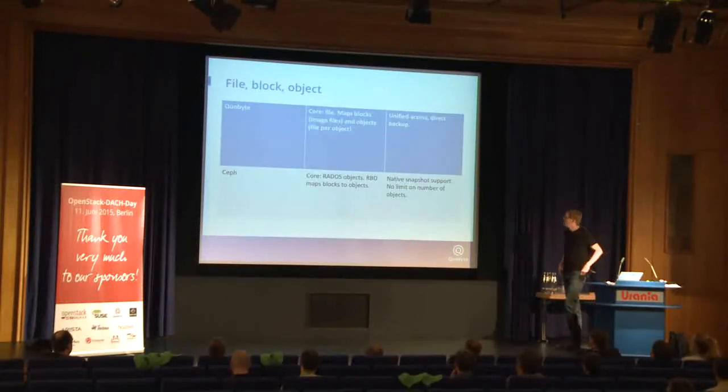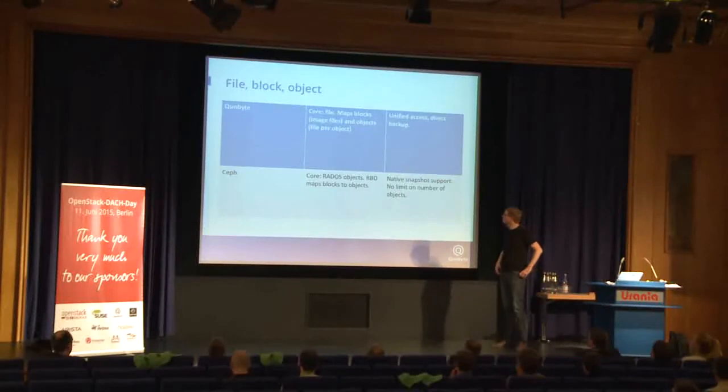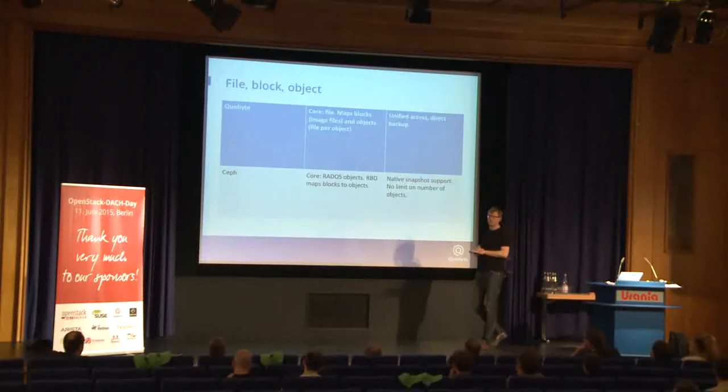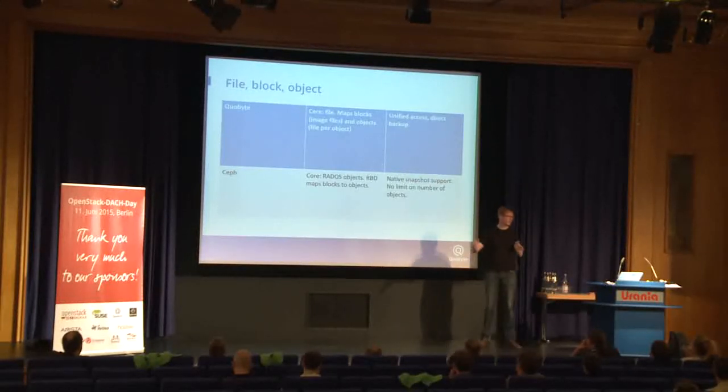Okay, let's go through the architectural details. So file, block, object. What Quobyte does at its core is using files, and I already mentioned that basically objects are just stored as files in the file system. And we also do virtual machines as image files in the file system. Basically, you know that from a local virtual machine run, you just have a QCOW2 or raw image file in the system, and basically use that.